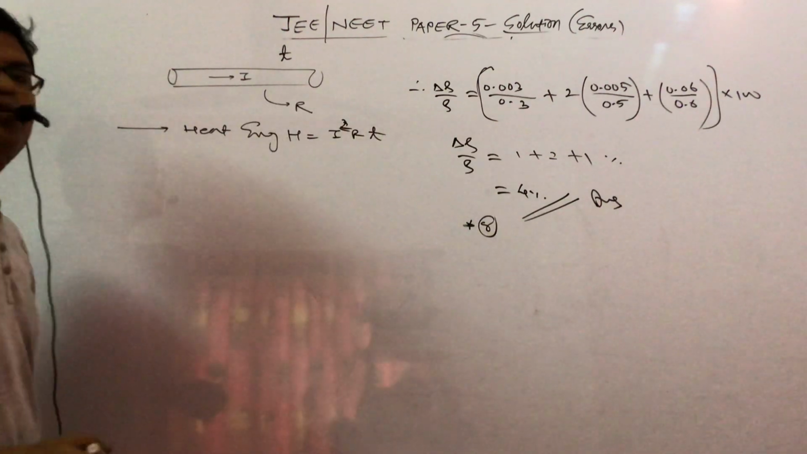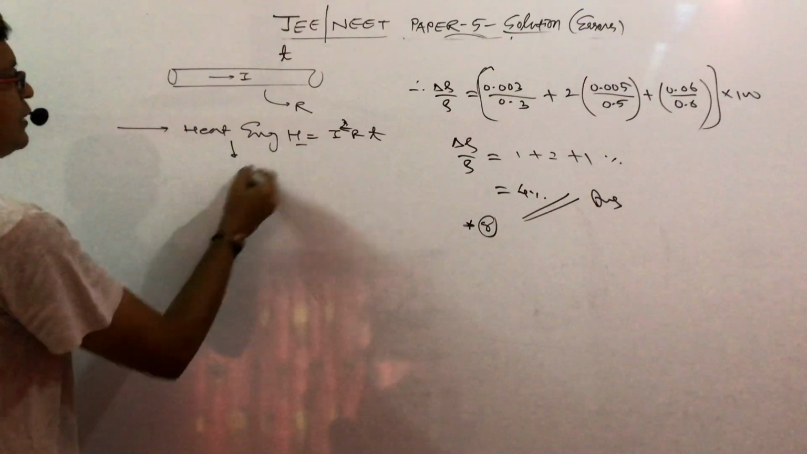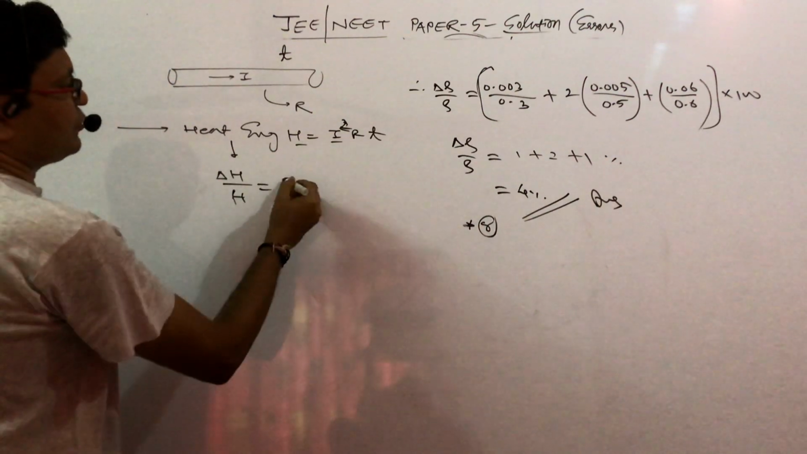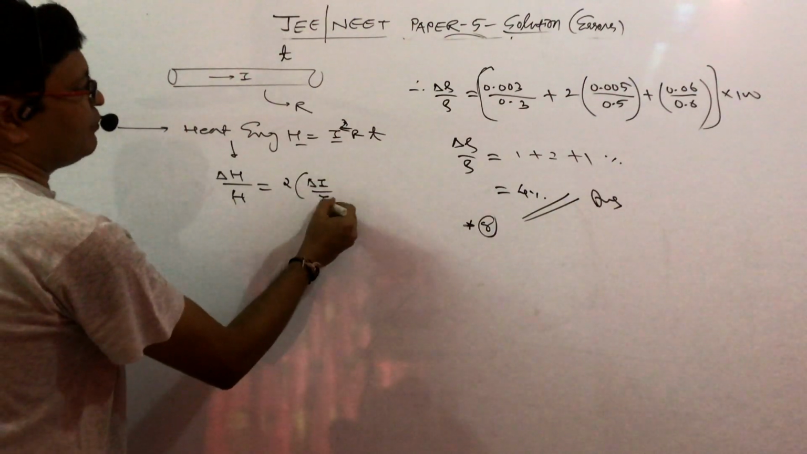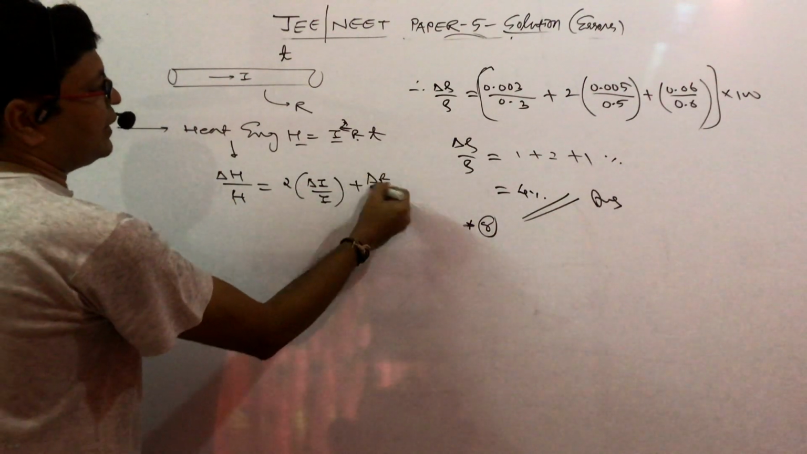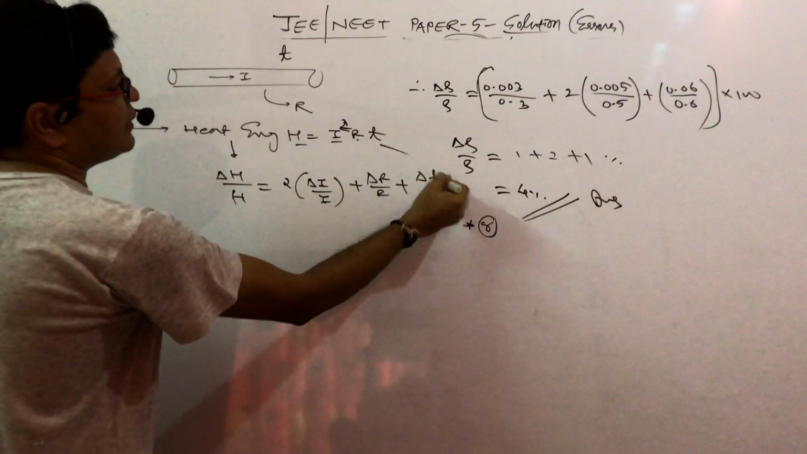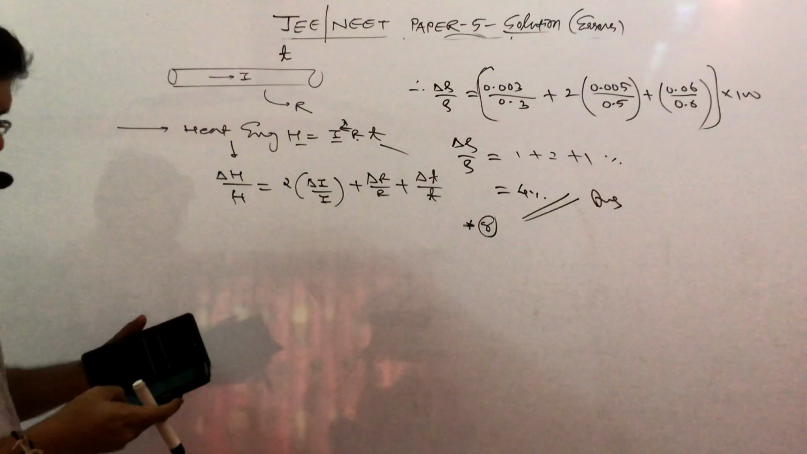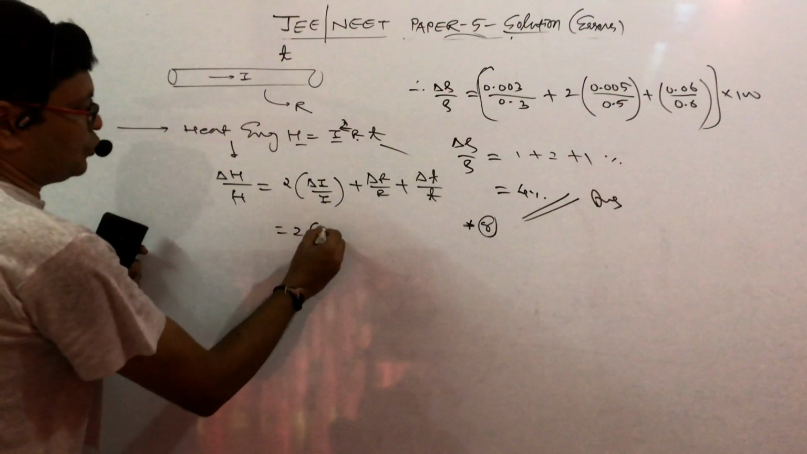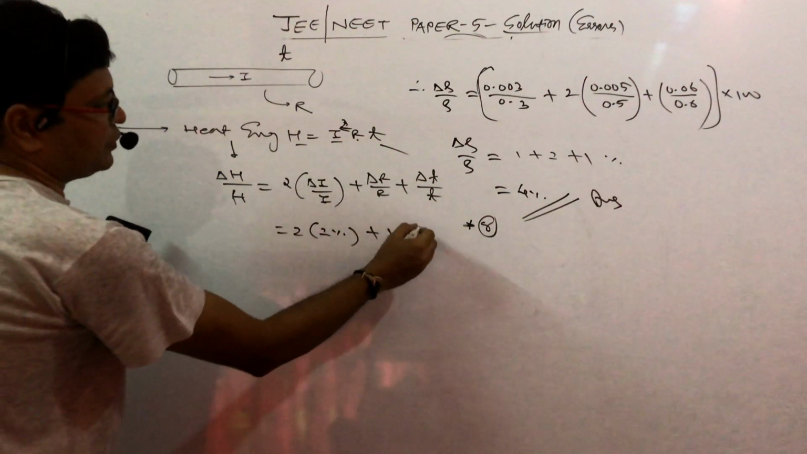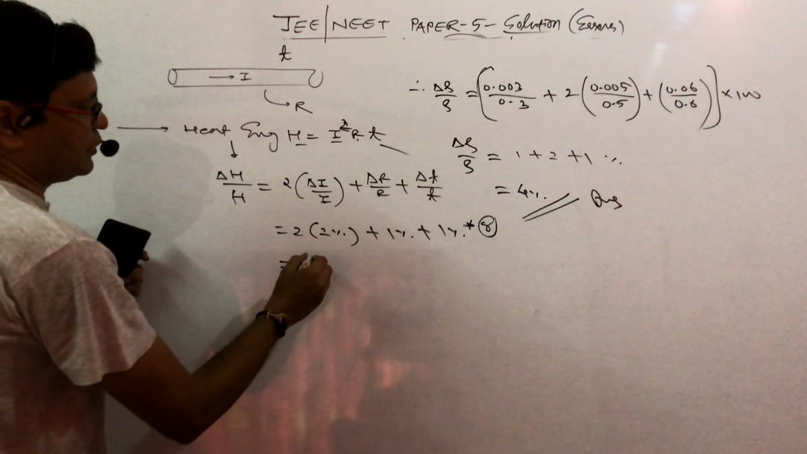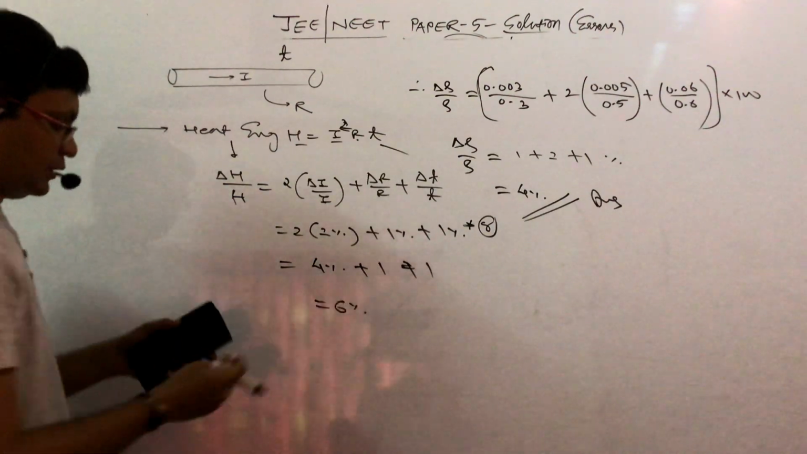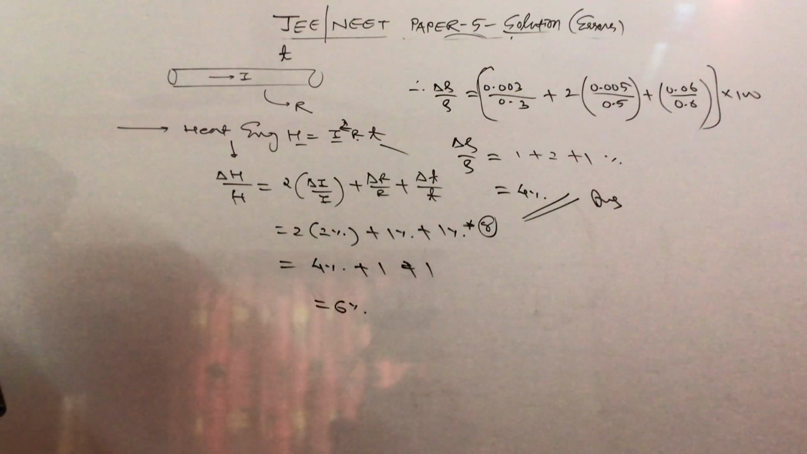ये फॉर्मूला दिमाग में होना चाहिए. So now what is the error in heat? So delta H by H is equal to I square R T. So very easy, 2 delta I by I plus delta R by R plus delta T by T. What is the error in current? Here error in current 2%. So 2% plus 1% plus 1%. So 4%, 1 plus 1, 6% is the right answer of this question number 8.